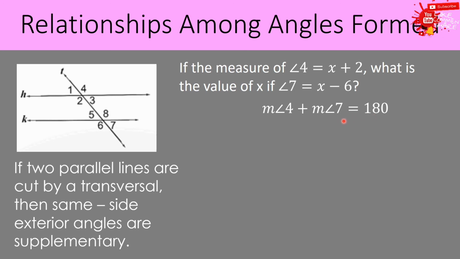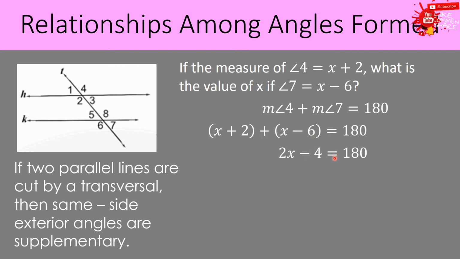Then substitute. The measure of angle 4 is x plus 2, plus the measure of angle 7, which is x minus 6, and it is equal to 180. Now, simplifying the given equation, what is x plus x? We have 2x. And what is positive 2 plus negative 6? We have negative 4.